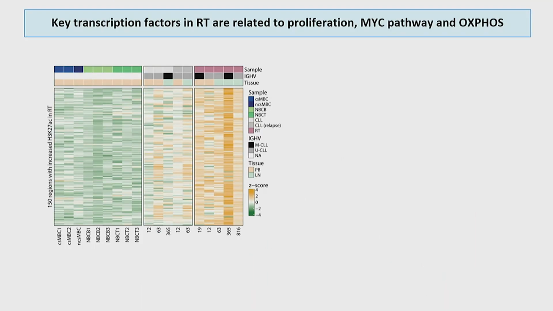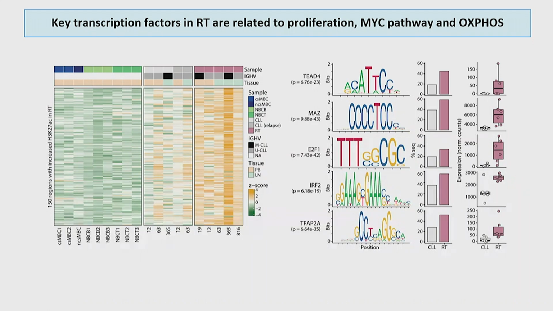So we look in detail at the activated regulatory regions in Richter here. We discover several regions that are totally different, with open chromatin and activating enhancers and promoters, compared to normal cells and CLL. When we look at the regions that contain these new open regions, we detected that they have consensus for the binding of certain transcription factors. And the first ones were TAD4, MAS, E2F1, related to proliferation.